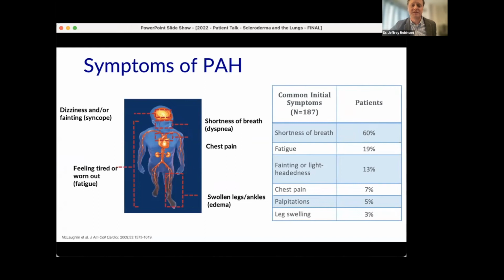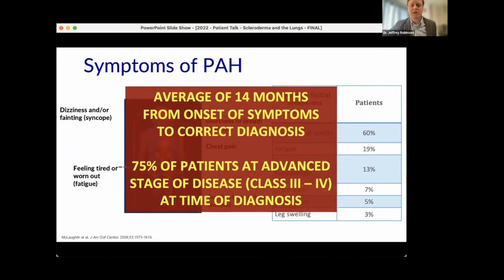Because these symptoms are so nonspecific, there could be a lot of delay. People oftentimes may be misdiagnosed as asthma, other diseases that may cause these kind of vague symptoms. And to this day, on average, it takes people about 14 months to get the correct diagnosis from when they first get those symptoms. And so it means about 3/4 of our patients are really at a very advanced stage of disease, meaning they're very short of breath with really minimal activity by the time we meet them and actually confirm a diagnosis. Again, this is sort of an all comers with pulmonary hypertension.